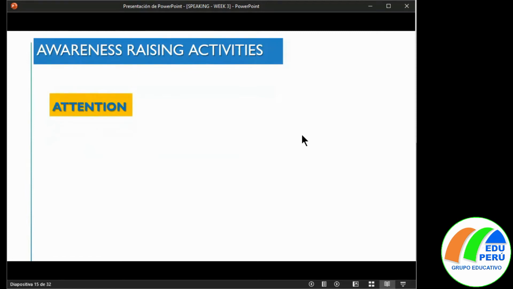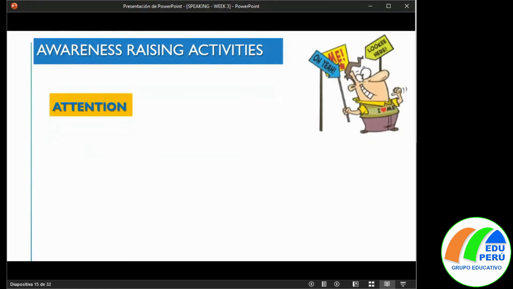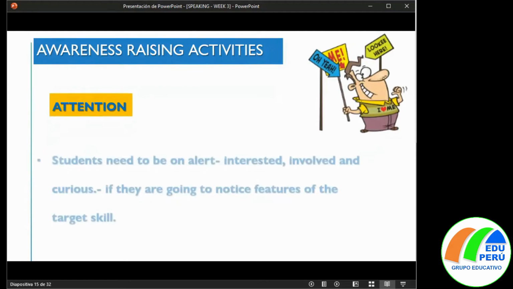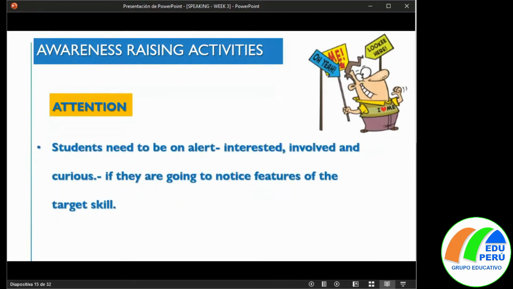Attention. What is attention? Students need to be on alert, interested, involved, and curious if they are going to notice features of the target skill.